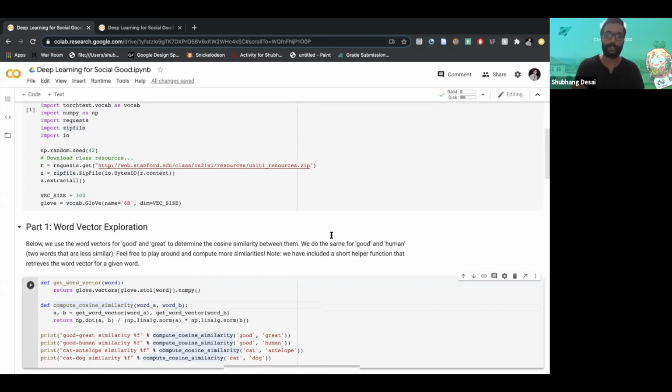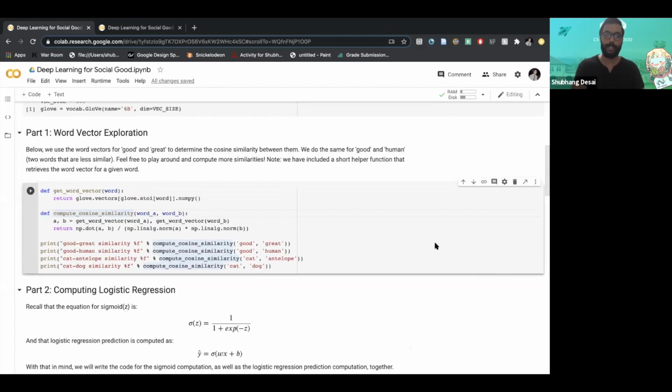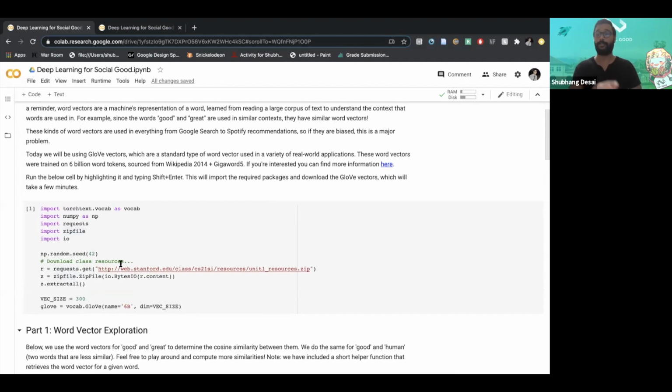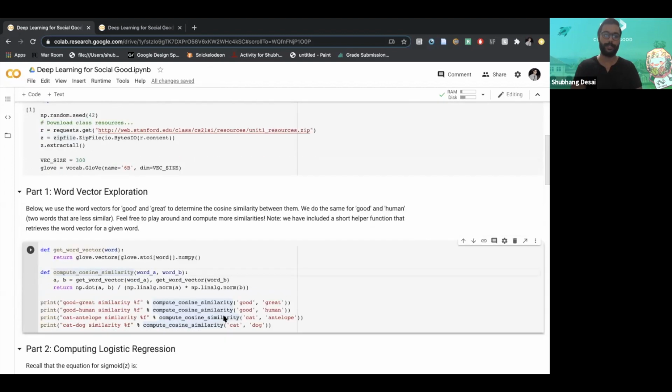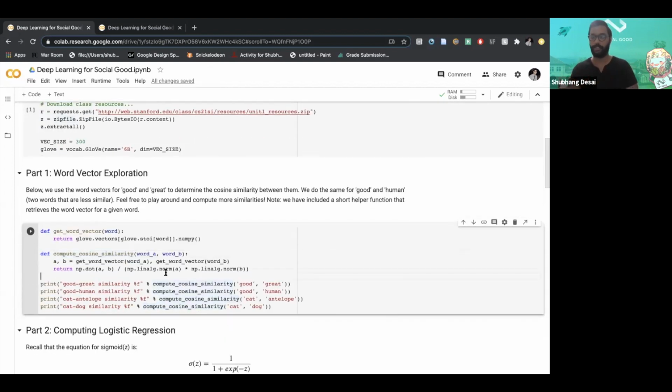Okay, so I have pre-downloaded these word vectors called GloVe vectors. These are just one type of word vectors. There are other types. One is called Word2Vec. If you want to learn more about GloVe, you can click here on the link. But like I said, let's just assume that they've been trained. They have some useful properties.